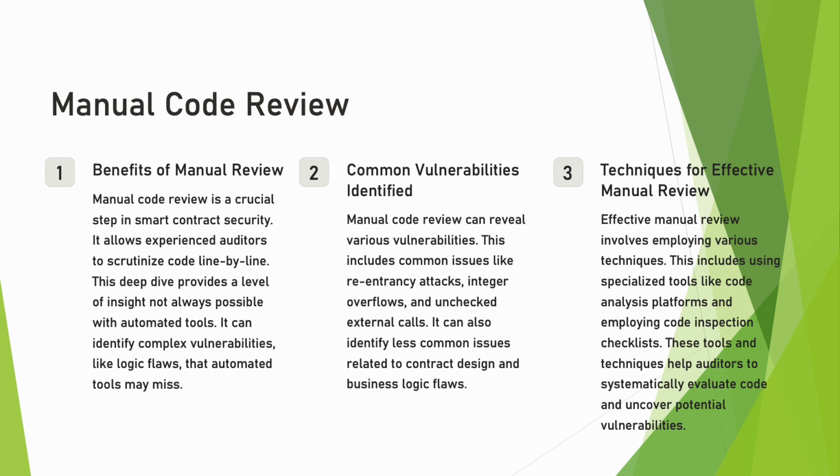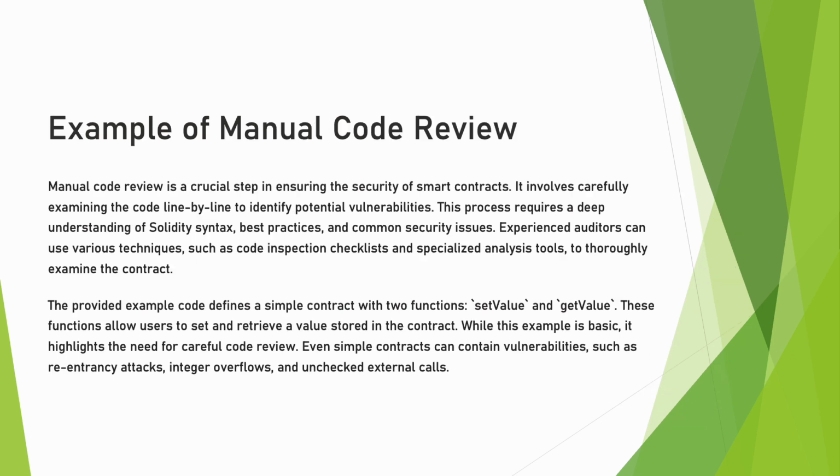Techniques for effective manual review. Effective manual review involves employing various techniques. This includes using specialized tools like code analysis platforms and employing code inspection checklists. These tools and techniques help auditors to systematically evaluate code and uncover potential vulnerabilities. Manual code review. Manual code review requires a deep understanding of Solidity syntax, best practices, and common security issues. Experienced auditors can use various techniques such as code inspection, checklists, and specialized analysis tools to thoroughly examine the contract.